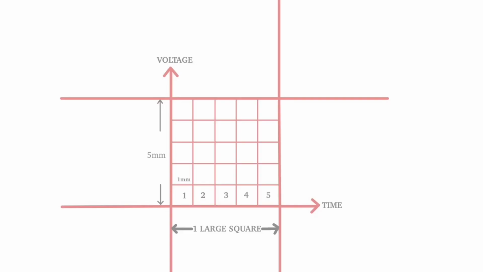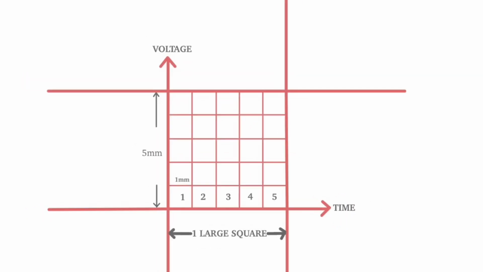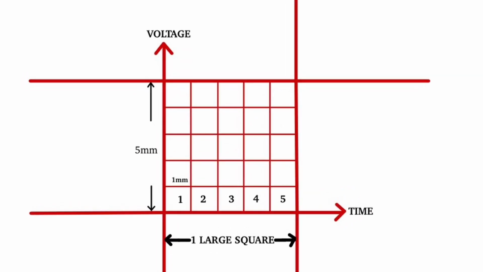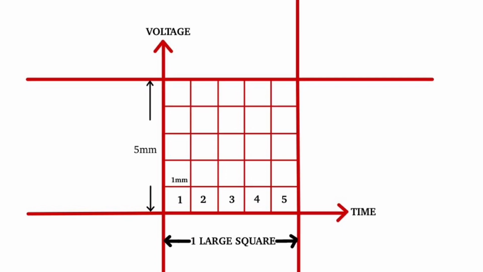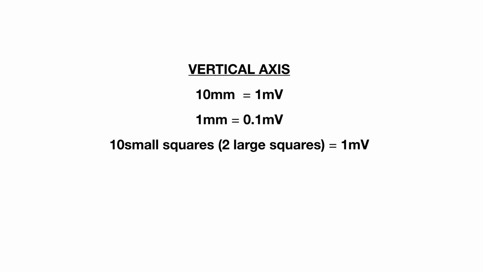Here is an electrocardiogram with large squares and small squares. The large squares are with thick lines and the small squares are with thin lines. One large square has 5 small squares. The length and breadth of a small square is 1 mm, whereas for a large square it is 5 mm. The x-axis represents time, whereas the y-axis represents voltage. On the vertical axis, 10 mm equals 1 millivolt, or 1 mm equals 0.1 millivolts. That means 10 small squares or 2 large squares equals 1 millivolt.